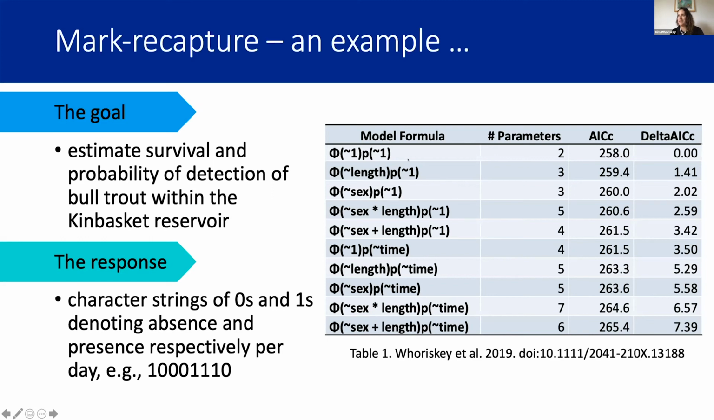The best model was just a static model that had the probability of detection and probability of observing our bull trout, or of them living. Anyways, the character strings are literally, again, zeros and ones, denoting absence and presence. So the data actually looks like this. One thing that I'd really like to note in Mark-recapture is that it is a time series model, so it has to be discrete in time.